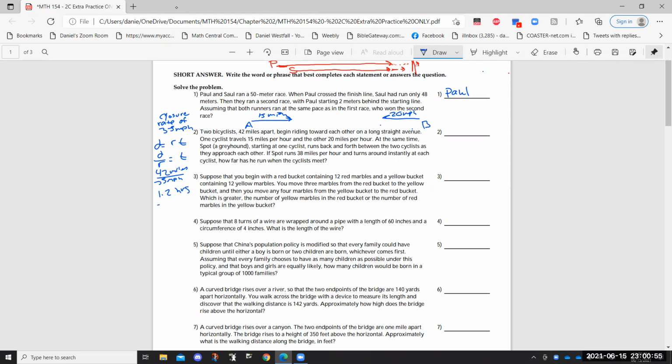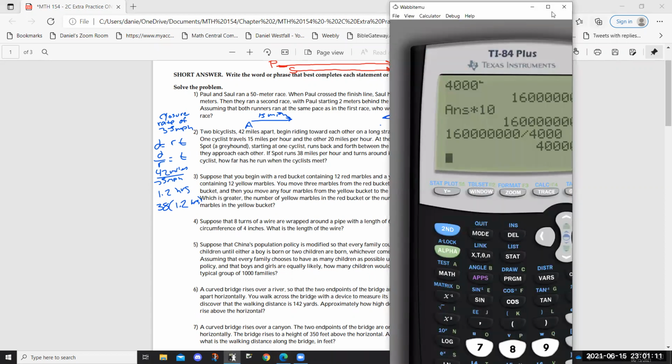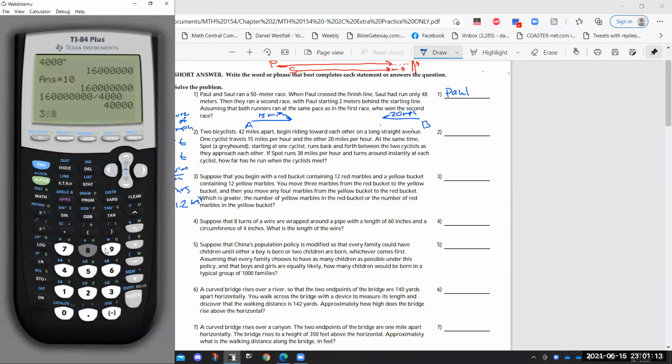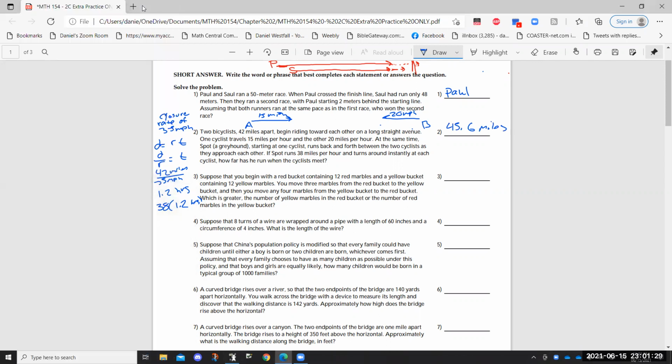get to one another. So I just need to multiply his velocity, his rate, times his time, which is going to be the same time, to find the distance that he traveled. And that's going to give me 38 times 1.2 is going to be 45.6 miles he's going to run. Okay, so it's a hard one, right?